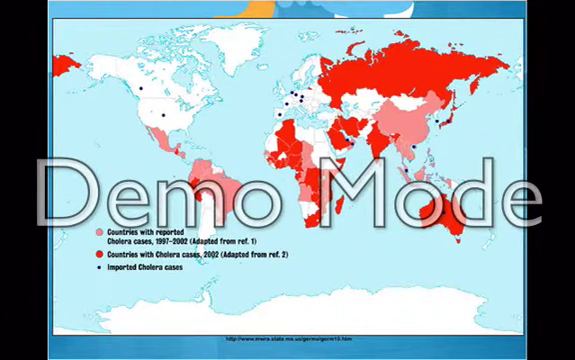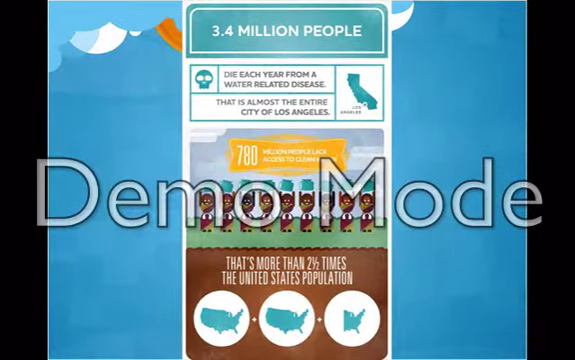So this is just another map showing countries with cholera cases, and as you can see, it's primarily developing countries with poor water sanitation. And this is just cholera, right? This isn't any of the other pathogens we just looked at.